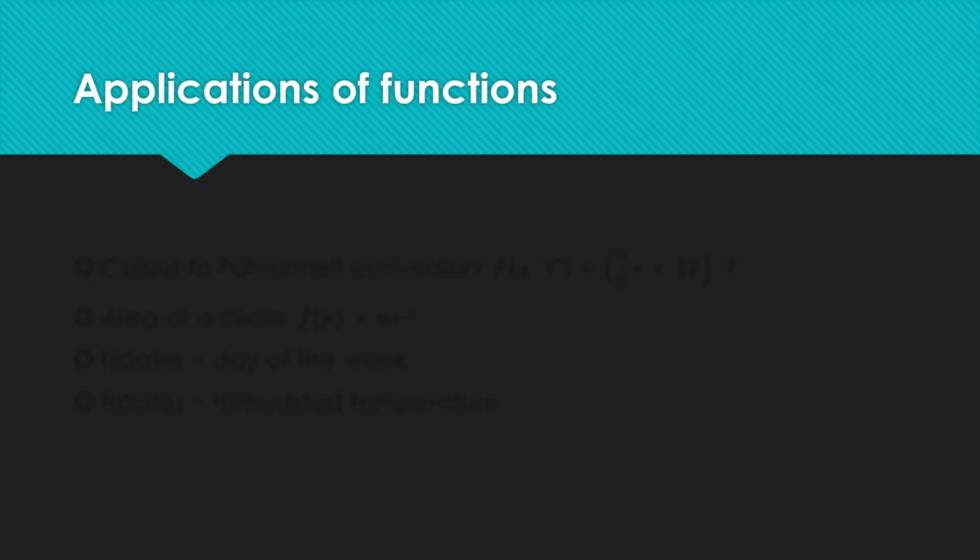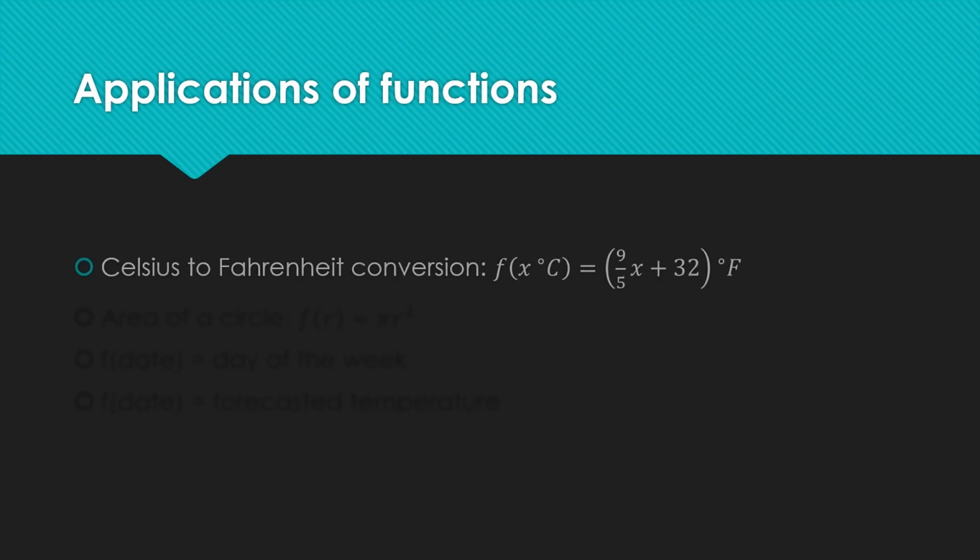Here are some applications of functions. The first is a Celsius to Fahrenheit conversion. If we give the function an input of x degrees Celsius, we get an output of 9 over 5 times x plus 32 degrees Fahrenheit. The second is to calculate the area of a circle. f of the radius is equal to pi r squared, which is the area of a circle with radius r.